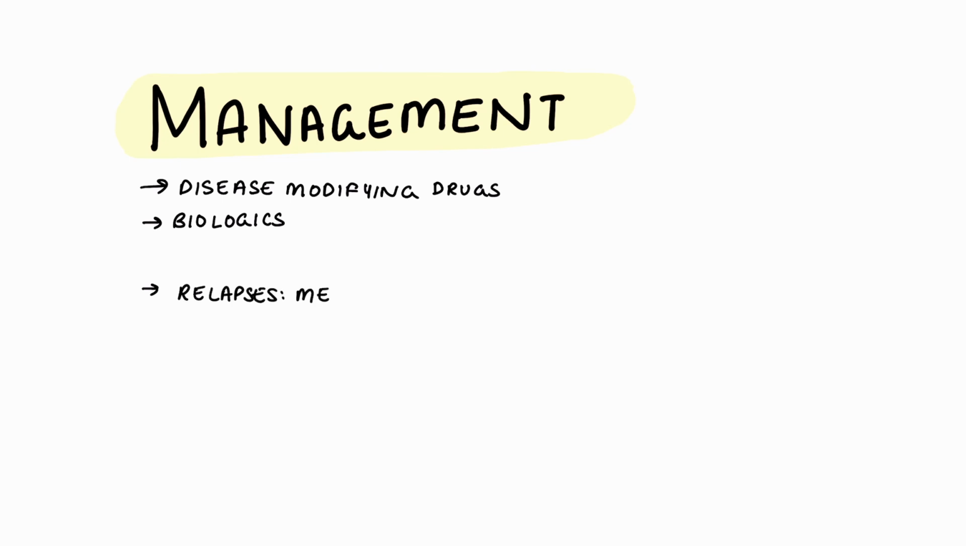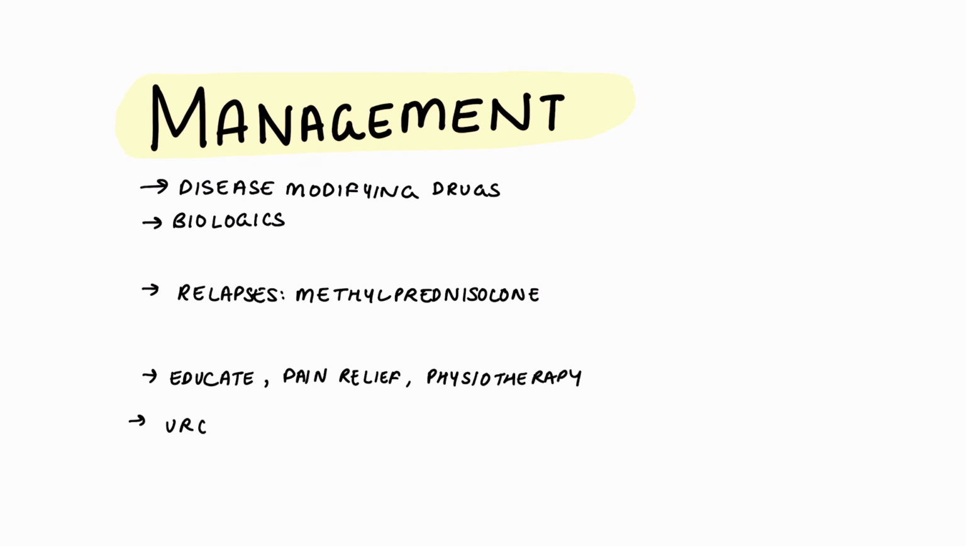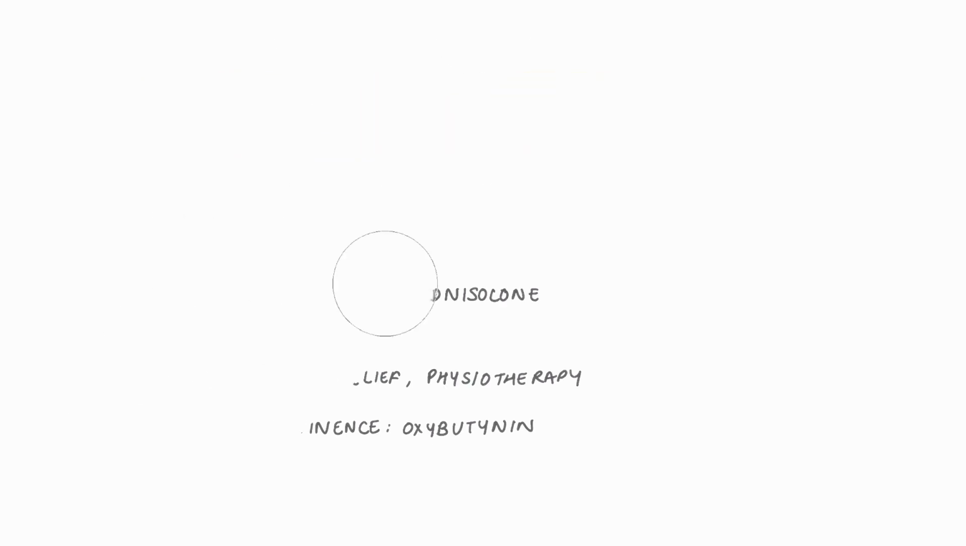Steroids such as methylprednisolone are used for episodes of relapses. Initially, this is taken orally and then IV if this has failed. Other management plans include education, treating the neuropathic pain, physiotherapy, and treating the urge incontinence via oxybutynin.